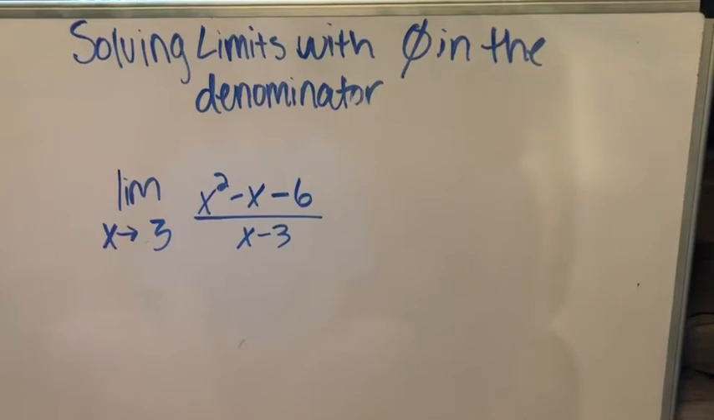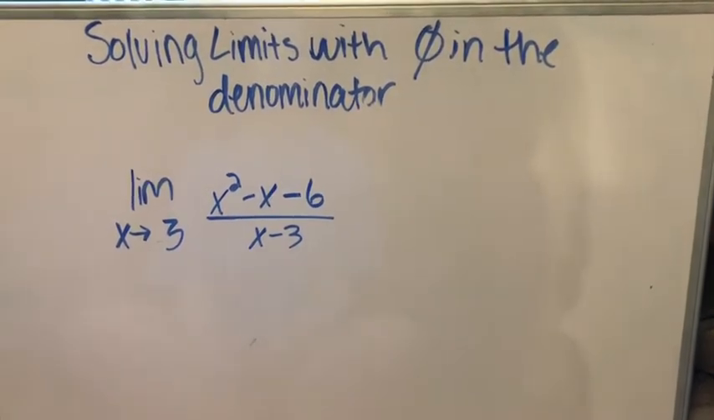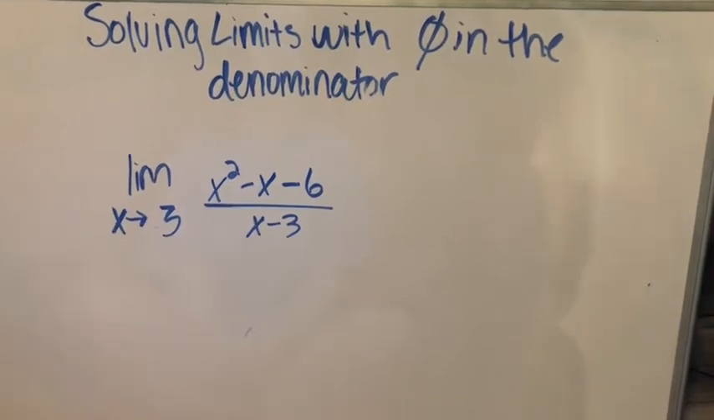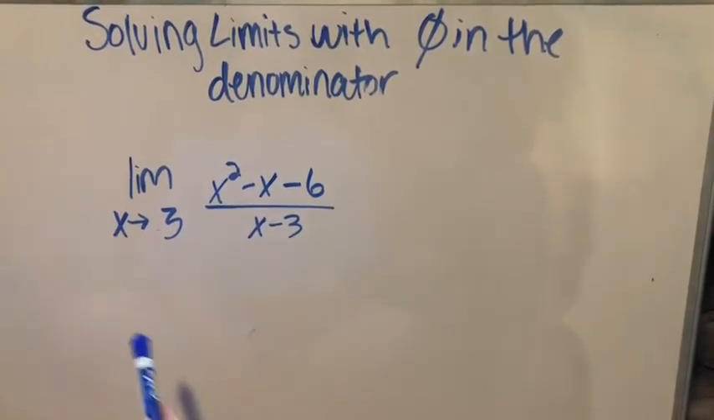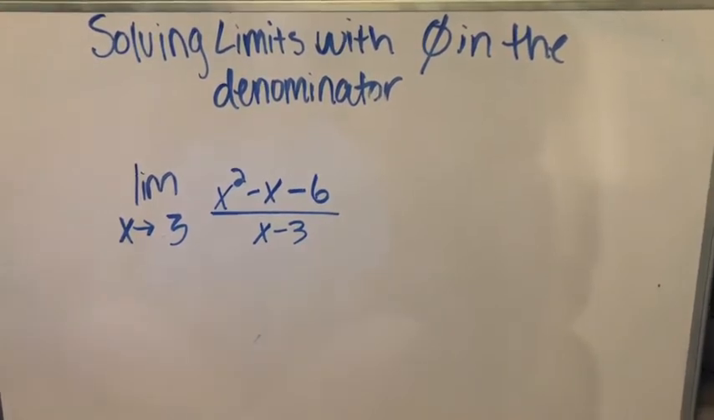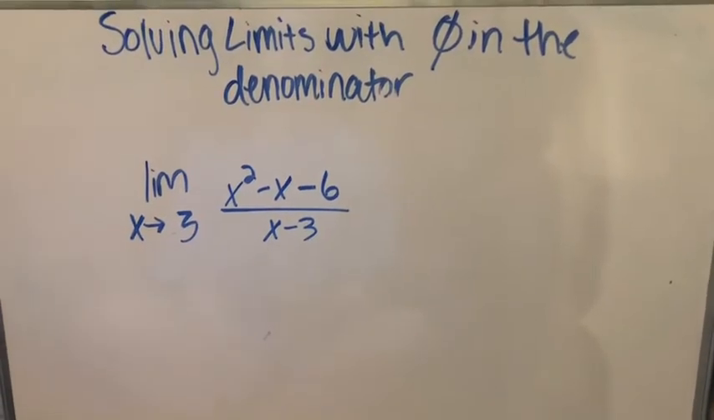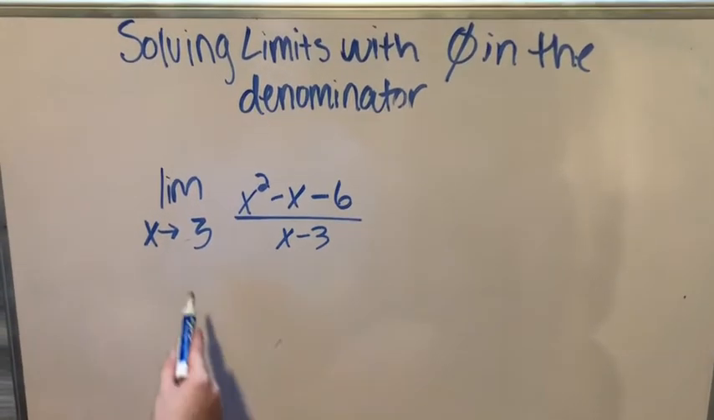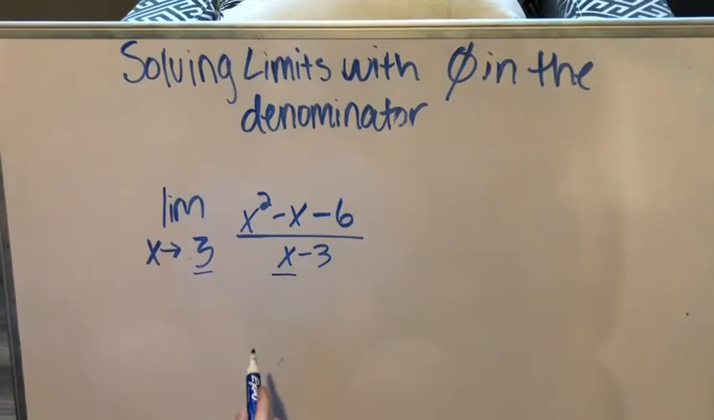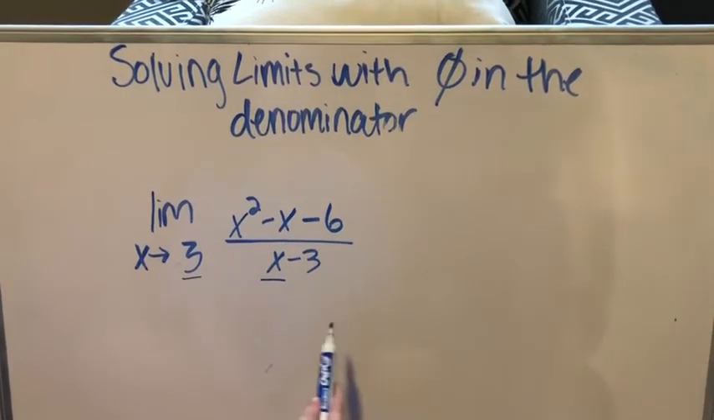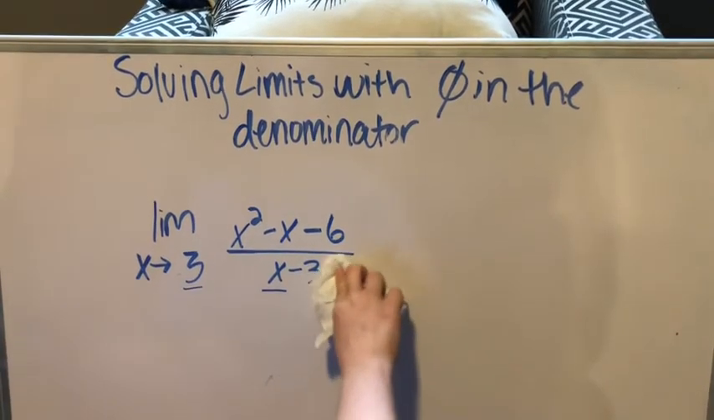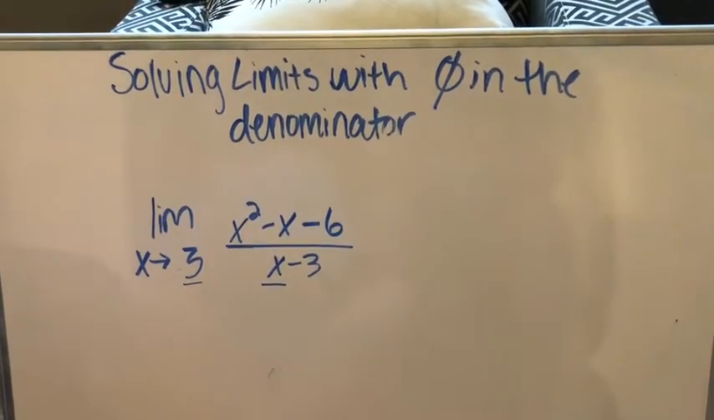Now we're going to look at solving limits with 0 in the denominator. So what happens when we try to plug in the x value it approaches into the denominator and that ultimately gives us 0? So here we're looking at the limit as x approaches 3 of x squared minus x minus 6 over x minus 3. The first step is to use direct substitution if we can. As x approaches 3, we're going to plug this 3 into the denominator first, as I said earlier. Well, 3 minus 3 gives you 0, which you can't do because that gives you an undefined. So that means we have to manipulate the problem a little bit.